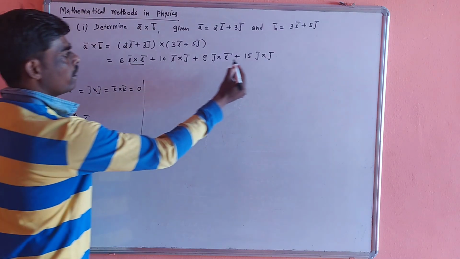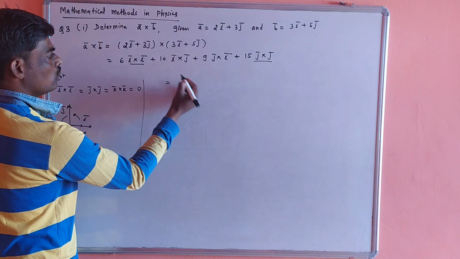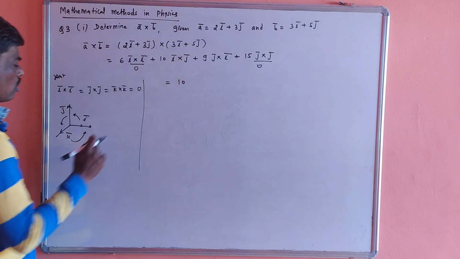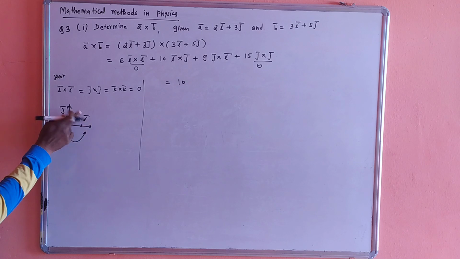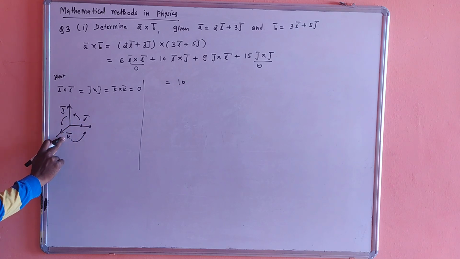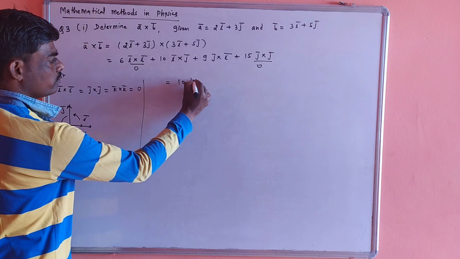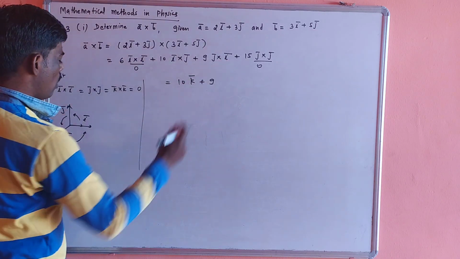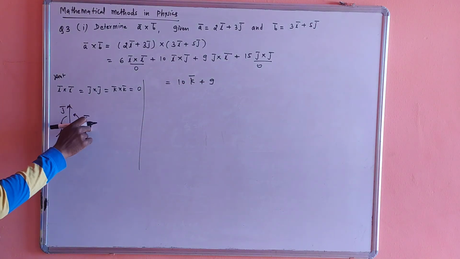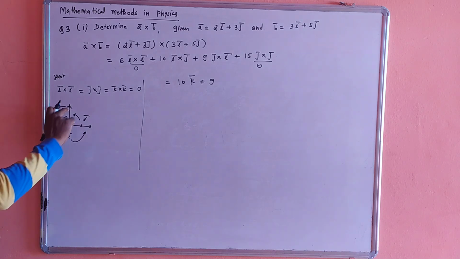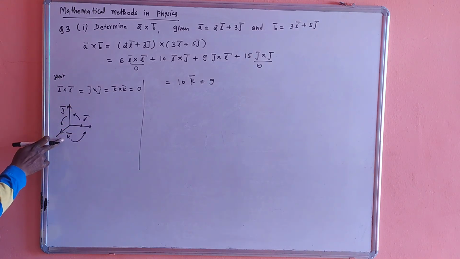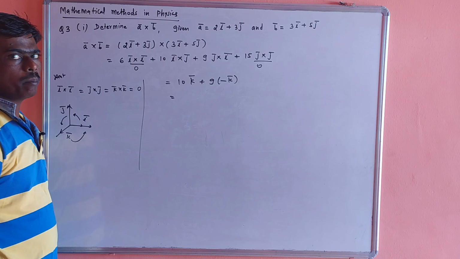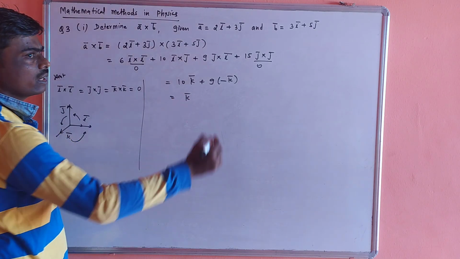So i cross i and j cross j, it is 0. These two terms become 0. Now 10 i cross j, anti-clockwise sense, the answer will be plus k. Then 9 j cross i, clockwise sense, and in clockwise sense answer is minus k. So this is minus vector k. So 10k minus 9k, answer will be 1k. This is your final answer.